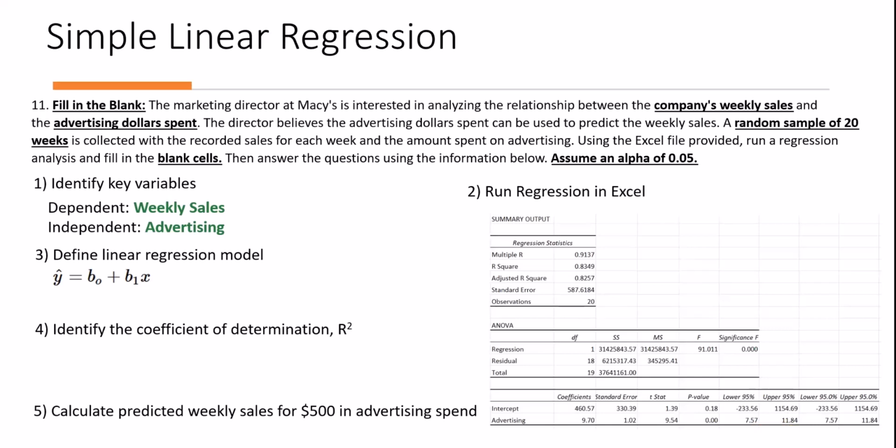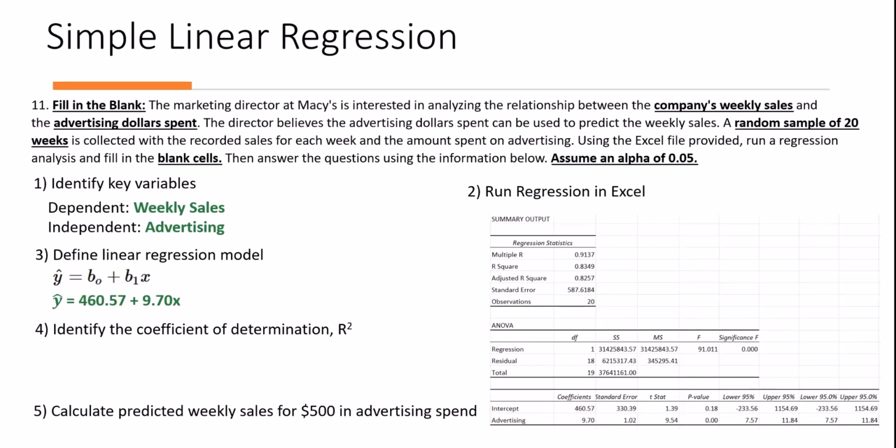Step 3 is to define the linear regression model. We got our y hat, our predicted weekly sales, which is going to be our intercept, b sub 0, plus our slope coefficient, b sub 1, times our x, our independent variable. If we plug in the numbers from the output, we have 460.57 for our intercept, 9.70 for our slope coefficient for advertising, and then our x. This is our linear regression equation.